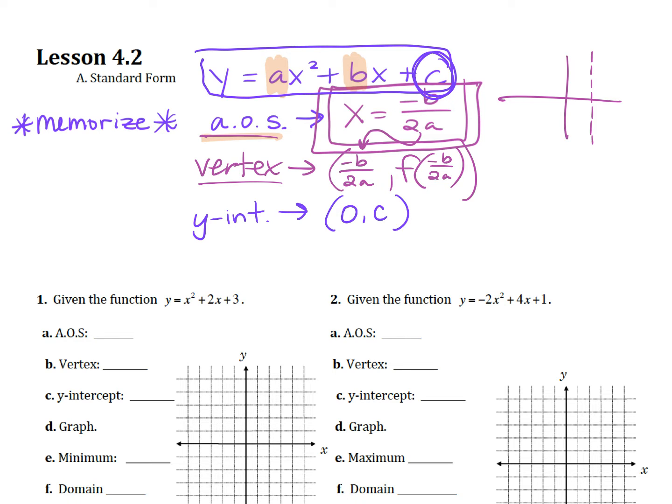Okay, and then just a quick reminder. If your a value is greater than 0, what is your parabola going to look like? If your a value is positive, how does your graph open? It's going to open up, right? If a is positive, it's going to open up. If your a value is negative, it's going to open down. Okay, so that doesn't change. Still going to be very similar in terms of that.